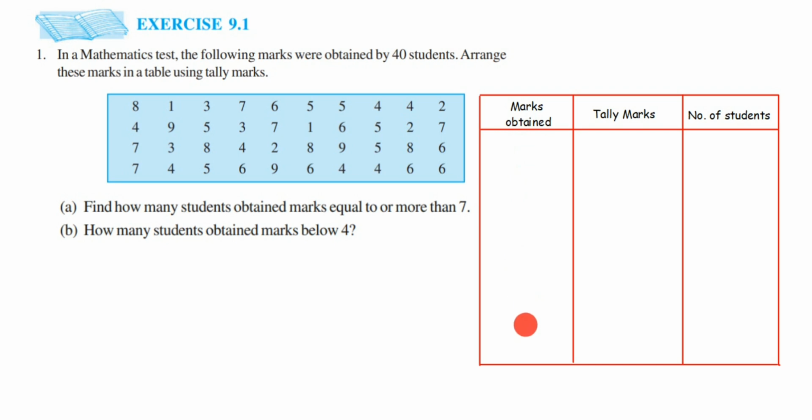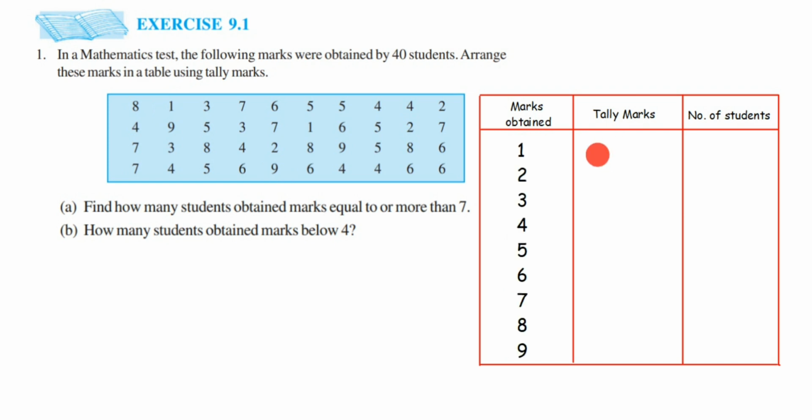Now what will we write in marks obtained? If you look at the table, the lowest mark here is 1 and the highest mark obtained by a student is 9. There is no number which is greater than 9 and no number which is less than 1. Therefore, we'll write the numbers from 1 to 9 in the first column.